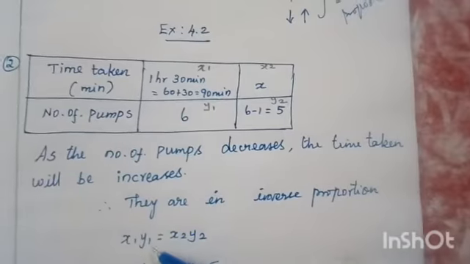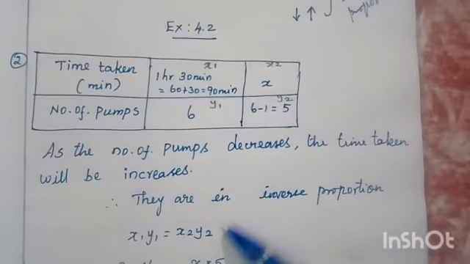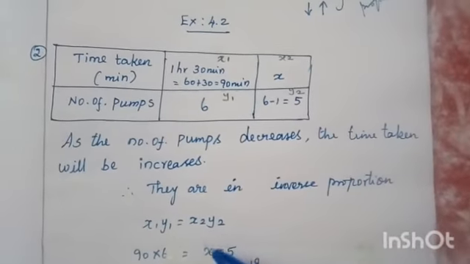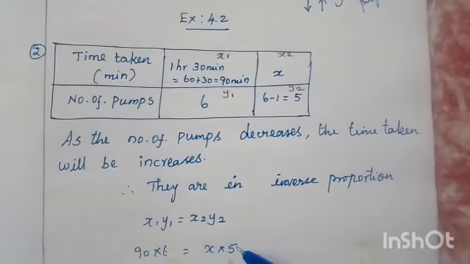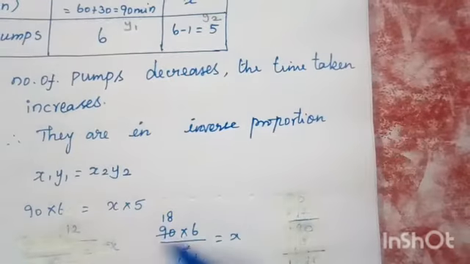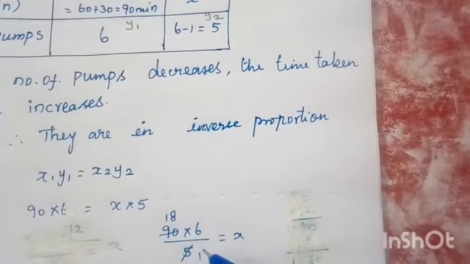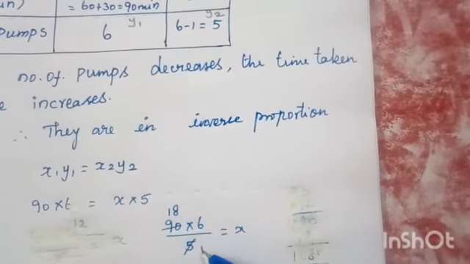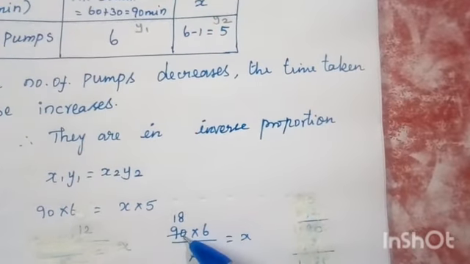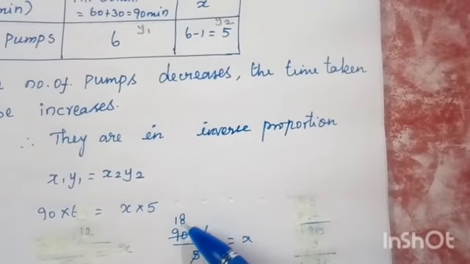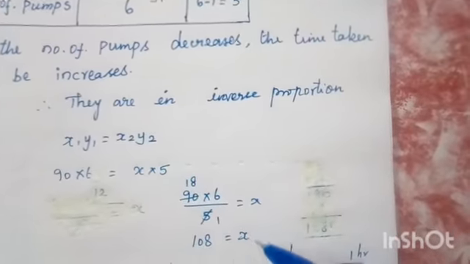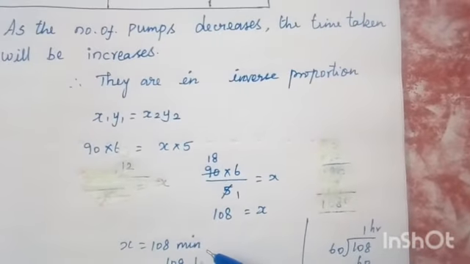Now with the formula x1 y1 equals x2 y2, x1 is 90, y1 is 6. 90 into 6 is equal to x into 5. Now we want to find the x value. You have to transpose this 5 to this side, so 90 into 6, multiplication becomes division. Now we may cancel: 5 times 18 is 90, so 18 into 6 is 108. So x is equal to 108 minutes.